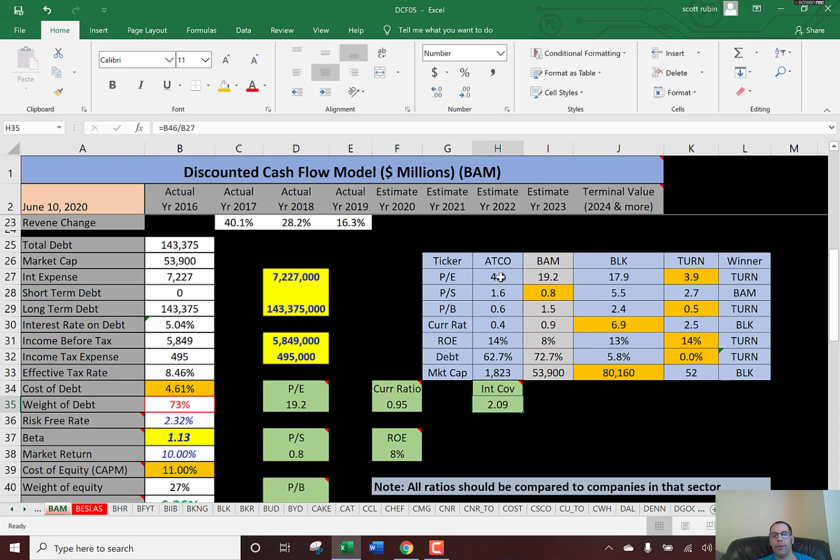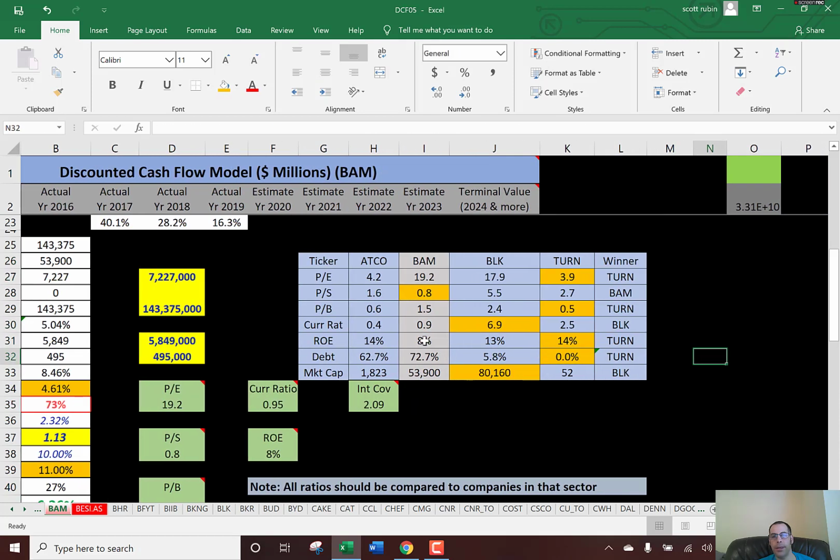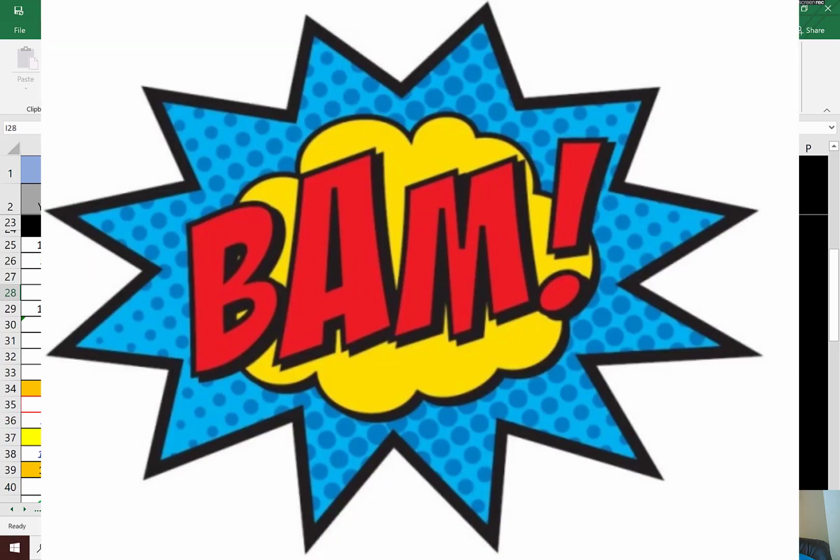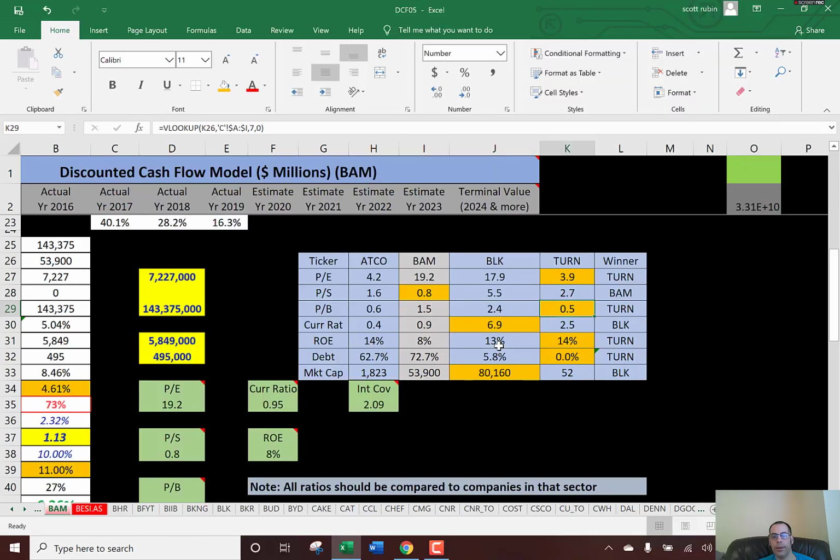Now let's look at the ratios. And I have three other companies, Atco, BlackRock, and Turn, that I can compare them to. So the PE is pretty good for everybody. I mean, Atco and Turn have really good PEs. BAM has the best price to sales ratio of 0.8. BlackRock is kind of weak in that category. Price to book, they're all good in price to book. I think that's just how the business is.